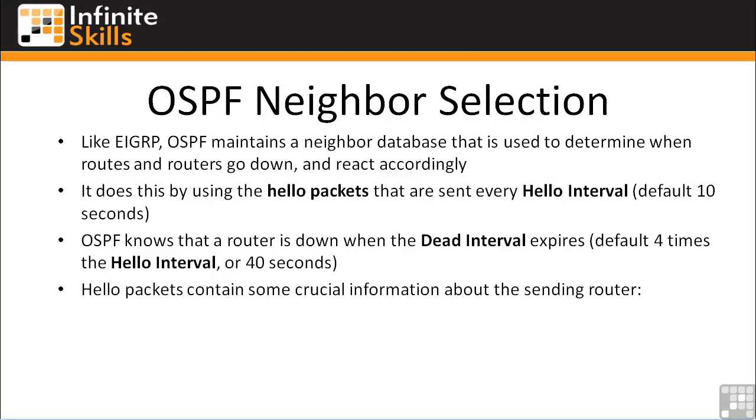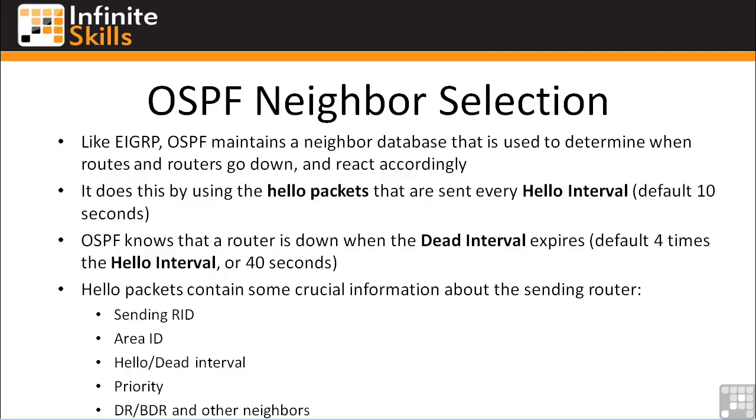Now, hello packets contain some crucial information about the sending router. First is the sending router ID, and we'll talk about the router ID here in just a few seconds. We have the area ID, and we'll talk about areas elsewhere in the course. We also have the hello and the dead interval, that 10-second or 40-second timer that helps us to know when a router is up or down. We also have the router priority, which is used for DR or BDR election. We also have some information about the designated router and the backup designated router and other neighbors to this particular OSPF host.